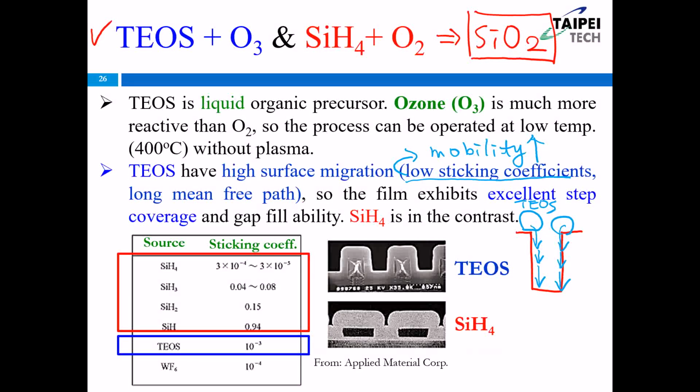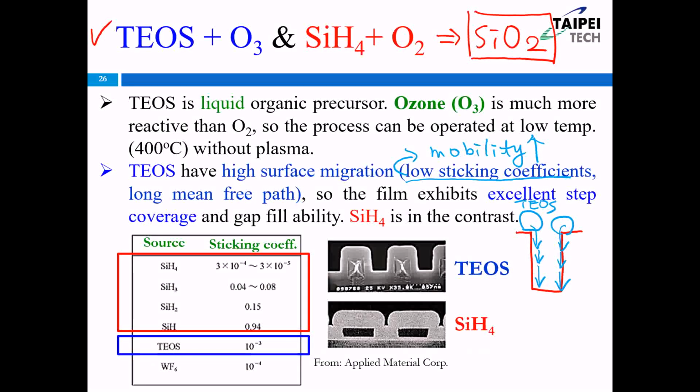Okay, so you see this SEM image. We can have the conformal step coverage, because the precursor will not remain on the top corner here. And right now you see the TEOS has a sticking coefficient of about 10 to the power of -3.